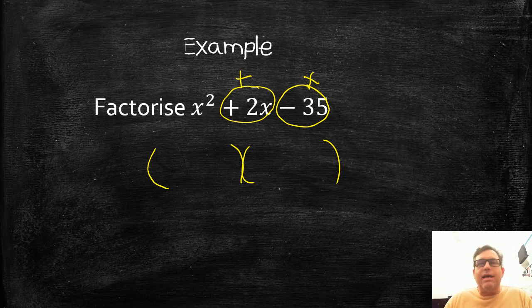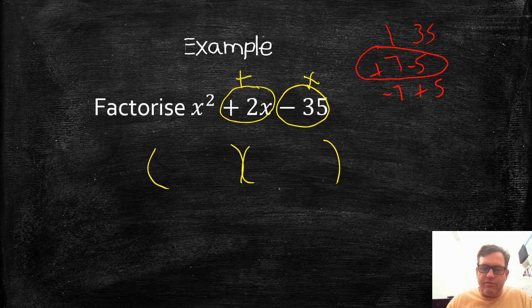So we can run down a quick list in our head of just the numbers first. Don't worry about the signs. 1 and 35. What else is it? 7 and 5. That's our only option, isn't it? So 7 and 5, to multiply to negative, one has to be positive, one has to be negative. So it's either positive 7 and negative 5 or negative 7 and positive 5. Well, I needed to add to positive 2. So which one of these adds to positive 2? This one here, plus 7 and minus 5. So that's what we're looking for.